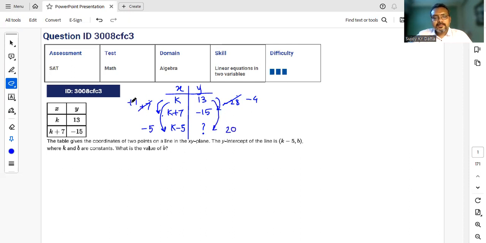Now it is always the opposite. Here it is plus, so here it is minus. Here it is minus, so this will be plus. So that means it will be 13 plus 20. So the value is 33. That's your answer.